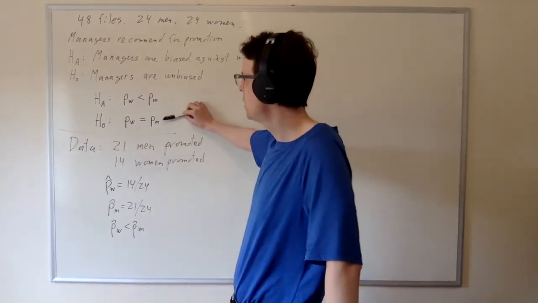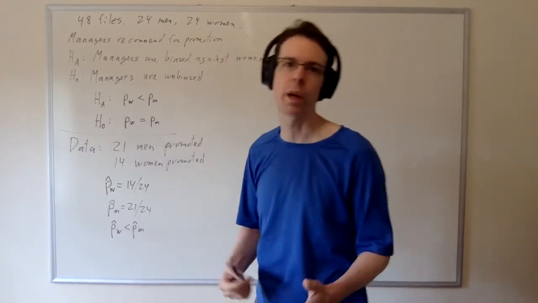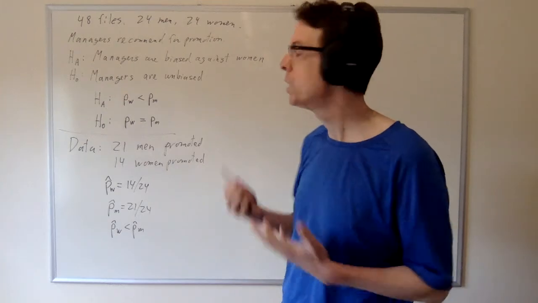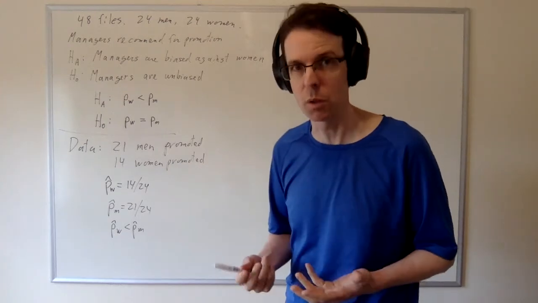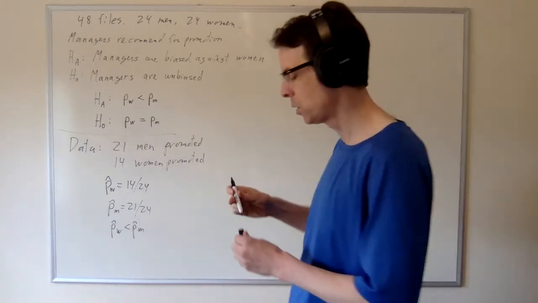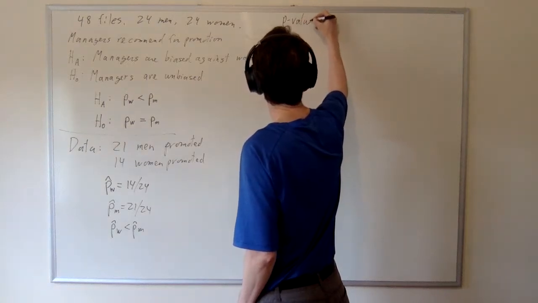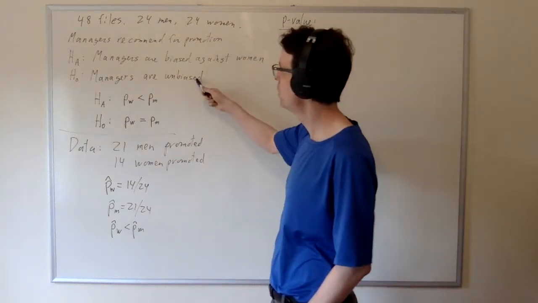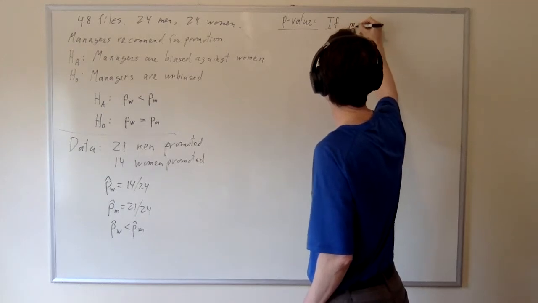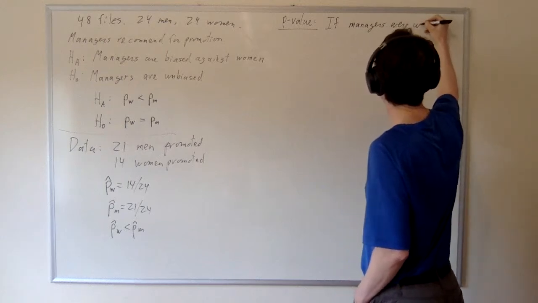The competing theory is that the managers are actually unbiased, and that these differences appear due to random chance. And this is a plausible theory. We just need to assess how plausible. We need to assess what are the chances that that would happen. So let's emphasize what the p-value means here. The p-value is the probability under the null hypothesis. So the p-value is measuring if the managers were unbiased.